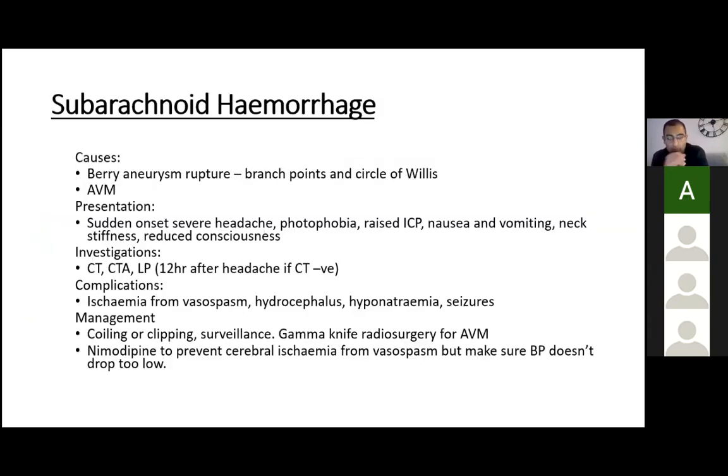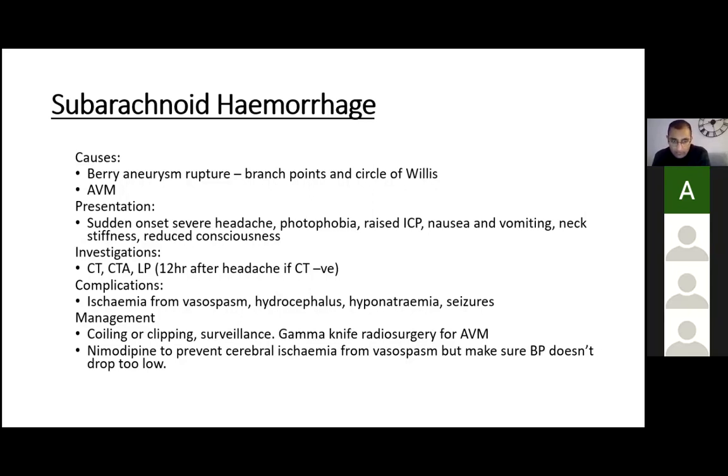And then subarachnoid hemorrhage, just to cover that. It can be a traumatic subarachnoid hemorrhage, or you can have a rupture of a berry aneurysm at one of the points in the circle of Willis, or arteriovenous malformations can also cause subarachnoid hemorrhages. Classic symptom is sudden onset severe headache, photophobia. You can get raised ICP causing nausea, vomiting. The investigations you do are a CT scan or a CT angiogram. Lumbar puncture, again, it's usually better 12 hours after the headache if the CT is negative, to look for xanthochromia.